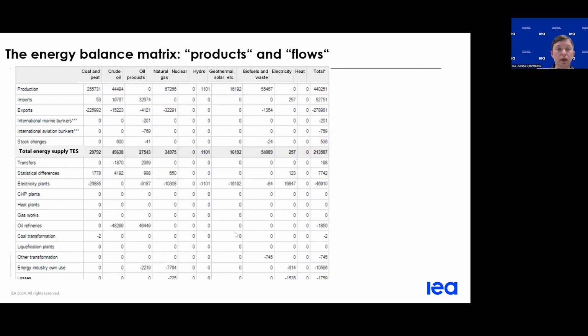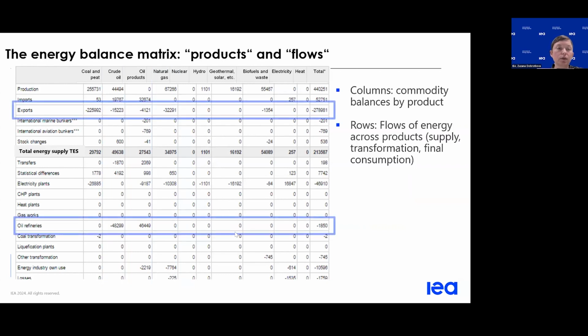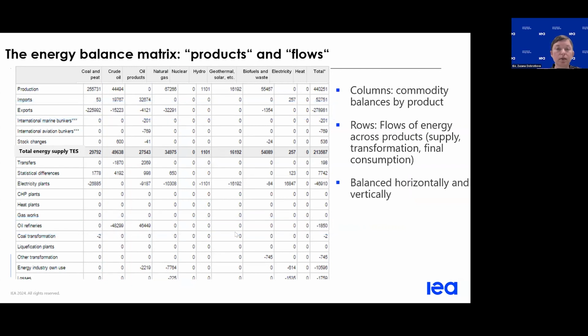Energy balance is basically a matrix, a two-dimensional, of products and flows. Within IEA, we put products into columns. So in columns, then we see basically commodity balance for a given product. And then different rows will be flows such as energy production or trade, or then in the transformation sector, we have, for example, oil refineries. And then balance is called balance because things in this table need to balance both horizontally and vertically.